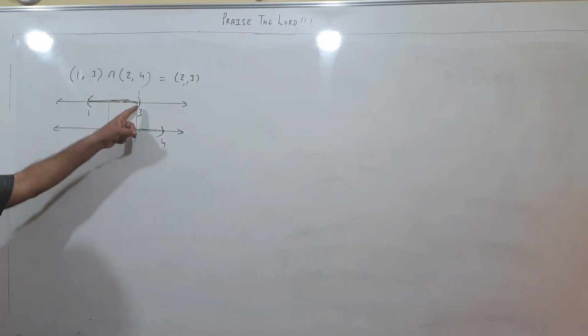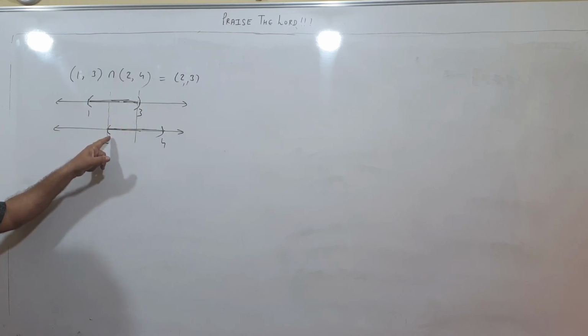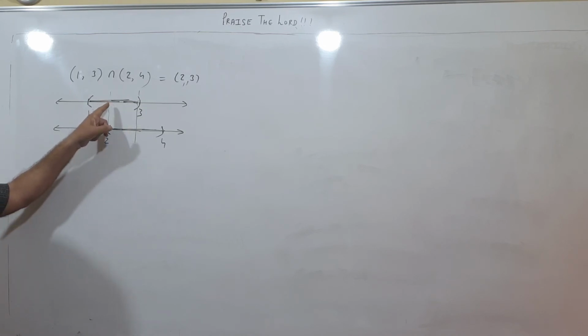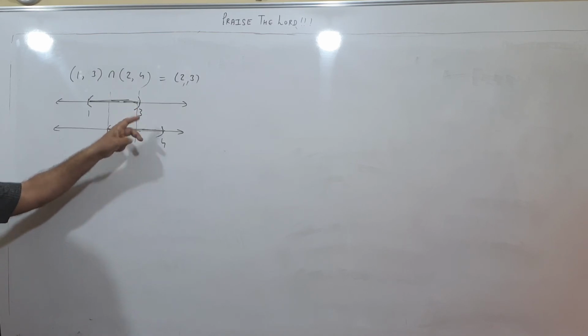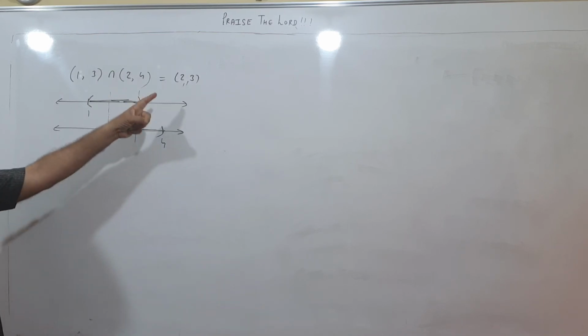And we think properly about the boundary points. 2 is not present here but here. So intersection it cannot come. 3 is present here but not here. So in intersection it cannot come. So 2 to 3 like this.